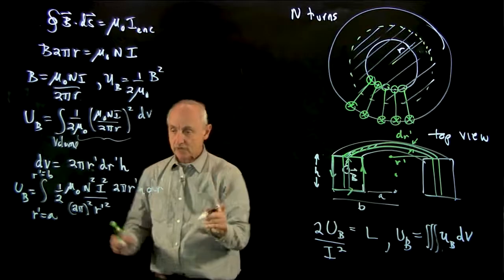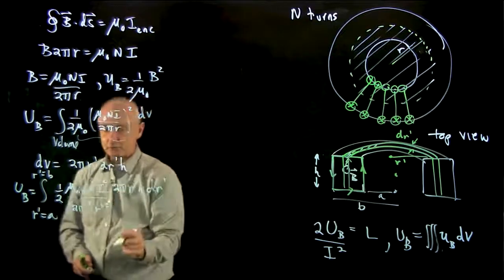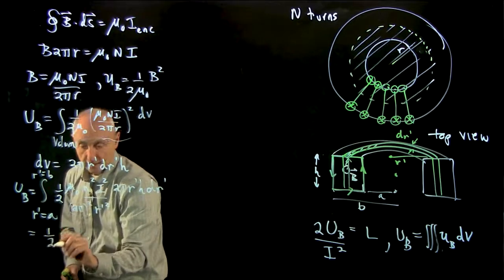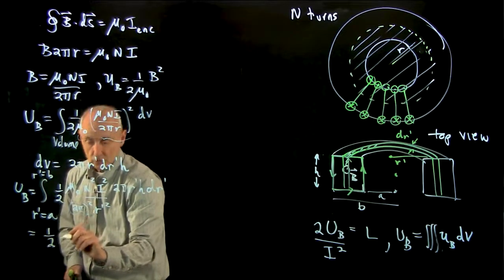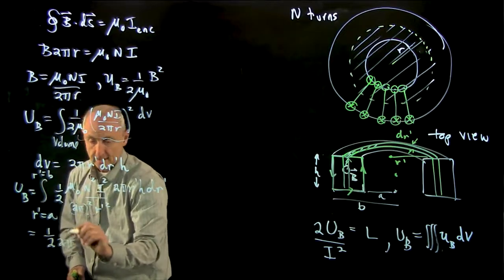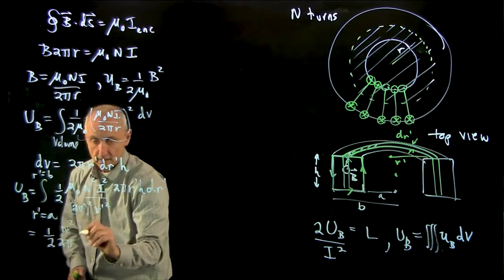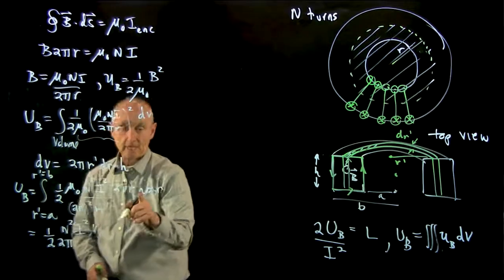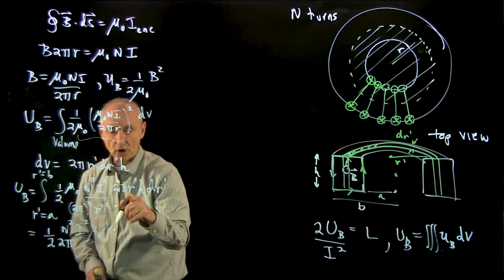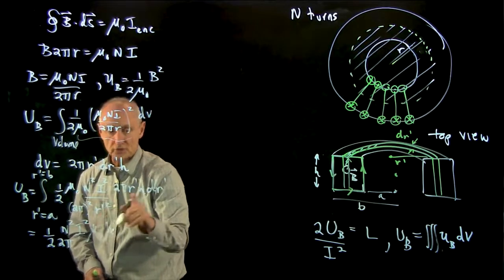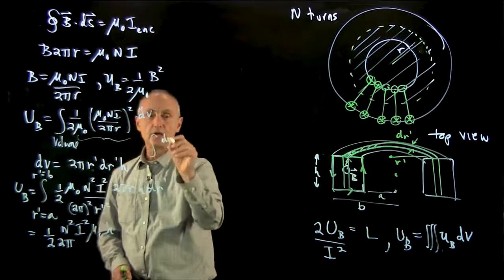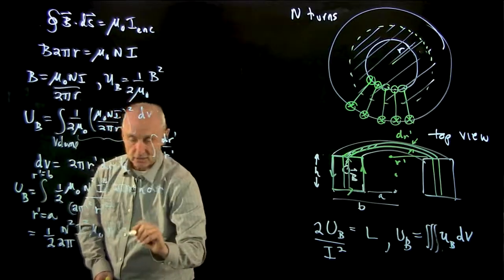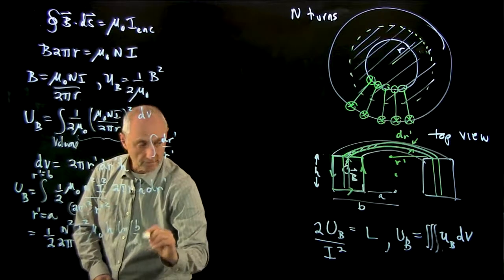Now, once again, there's a lot of constants here. One factor of 2 pi cancels. And I get 1/2 times 2 pi times n squared, I squared, mu naught. And we have an h. Now notice it's an r prime over r prime squared. So this integral is just going to be a dr prime over r prime. And that integral from a to b is the natural log of b over a.